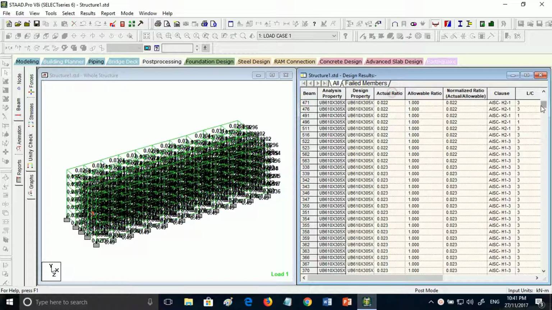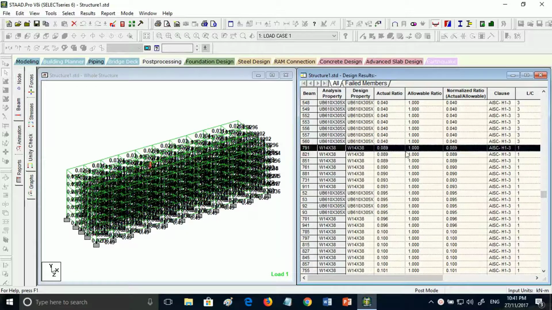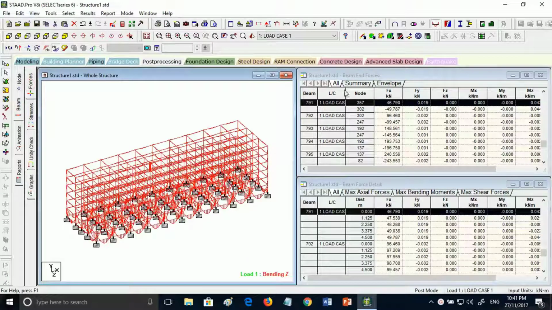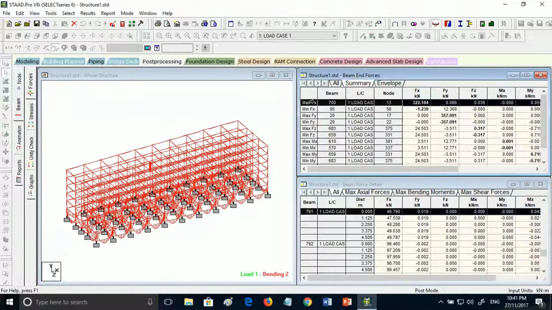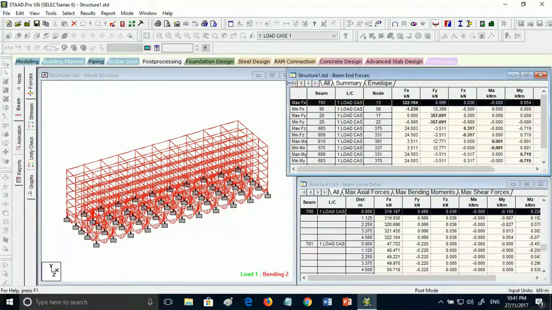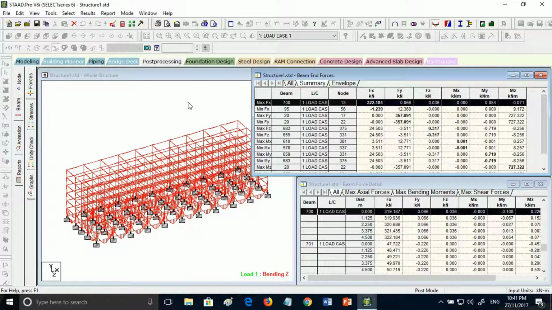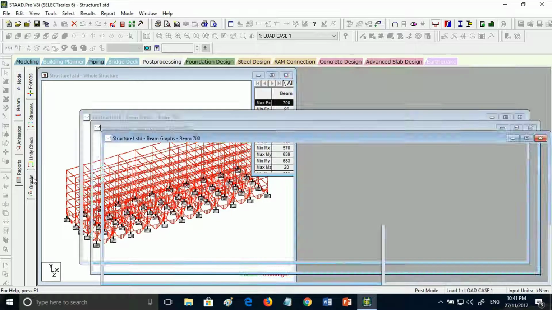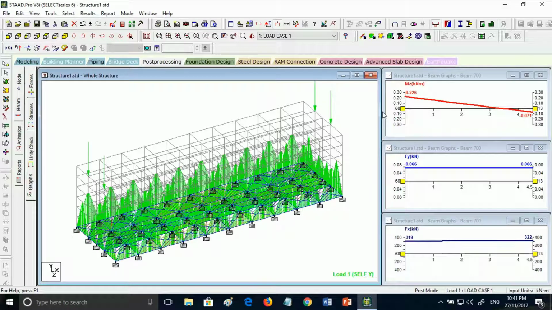After that, we need to identify the maximum force and also bending moment in the X, Y, and Z directions. The highest value for force in the X direction will be at beam 700 with the value of 322.18, and this will be the shear force diagram and also bending moment diagram for the maximum force at X.